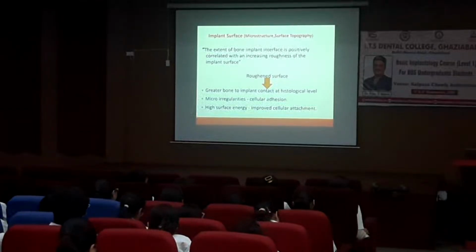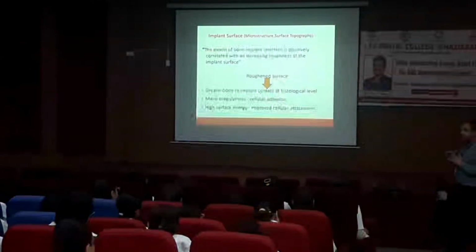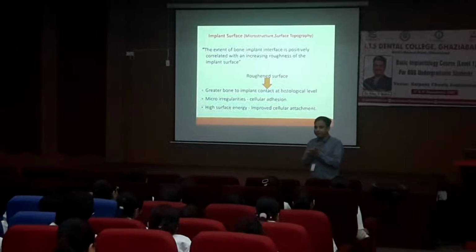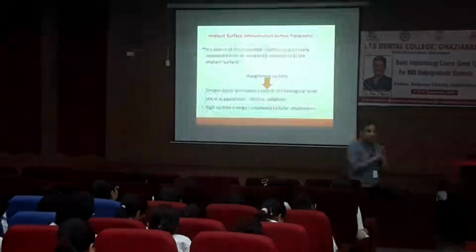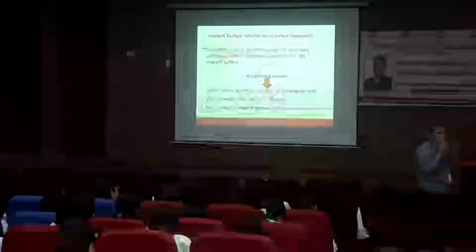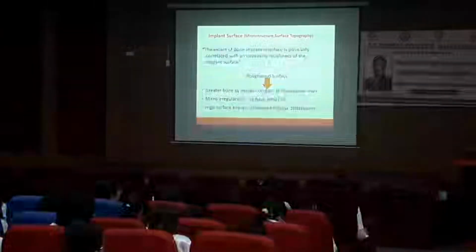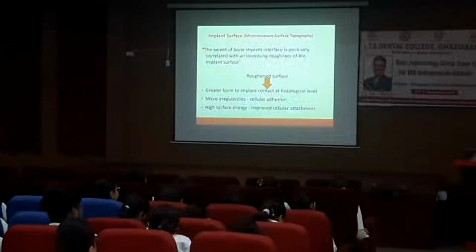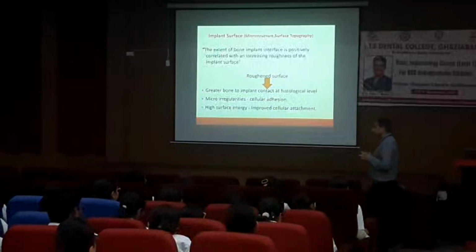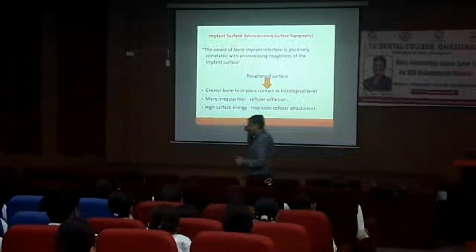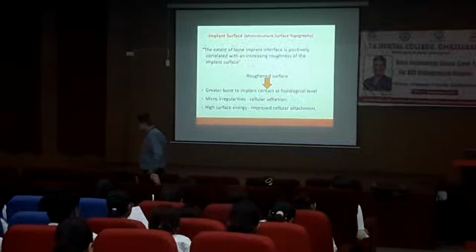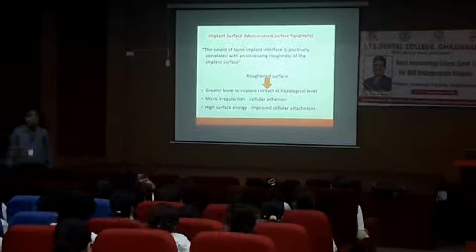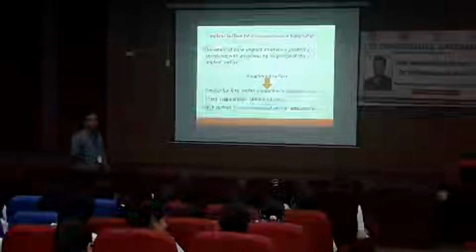Now rough surfaces can be created in two ways. One can be by using an abrasive, reducing something. We remove the top surface by putting an abrasive powder, or we add something on top. It can be additive or reductive. Which is better? Reductive. Why is additive not better? Additive reduces the surface area and increases the bulk.